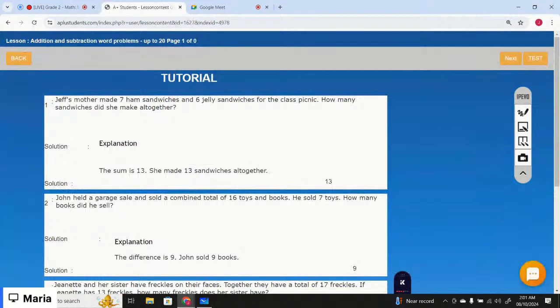Okay, so the first example is Jeff's mother made 7 ham sandwiches and 6 jelly sandwiches for the class picnic. How many sandwiches did she make all together?